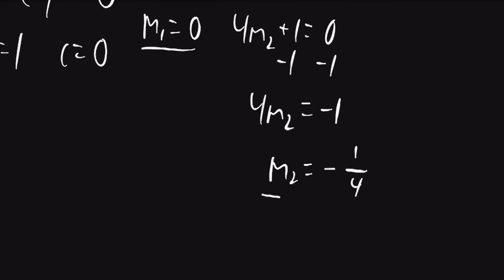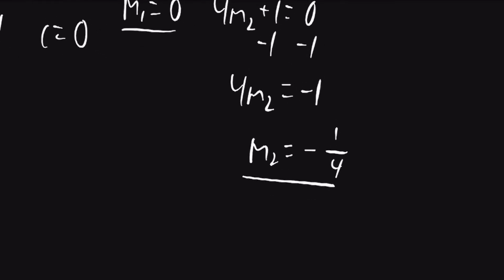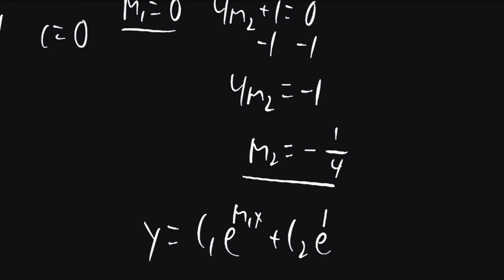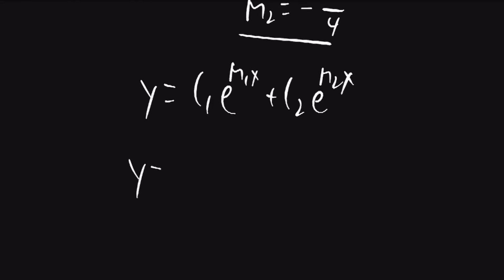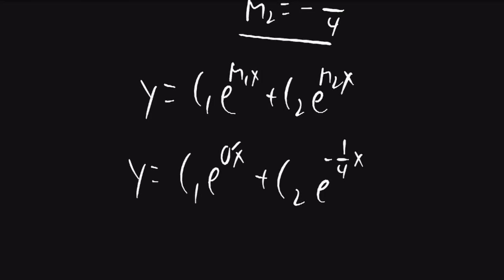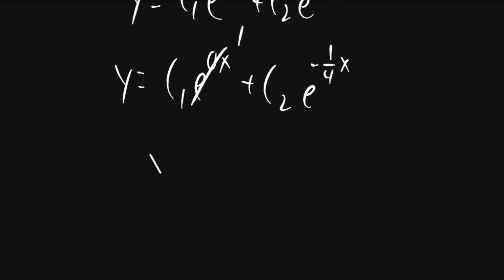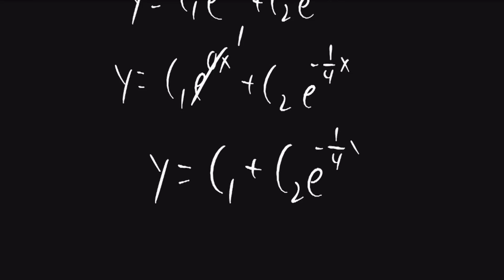Now that we have both our roots and they're different, we know the general solution is going to be in the form c1 times e to the m1x plus c2 times e to the m2x. We can now substitute our m values into this equation. y will be equal to c1 times e to the 0x plus c2 e to the negative 1/4 x. e to the 0 is going to be 1, so y is going to be equal to c1 plus c2 times e to the negative 1/4 x. And that is our final answer.